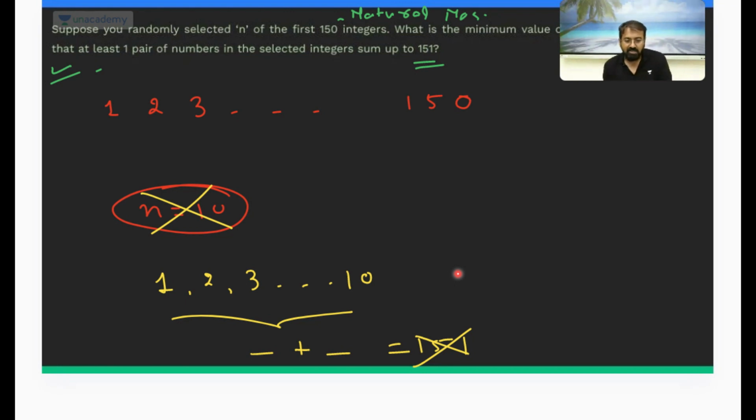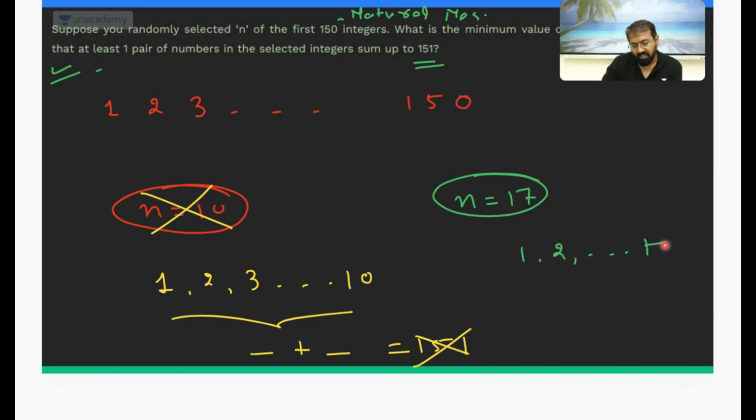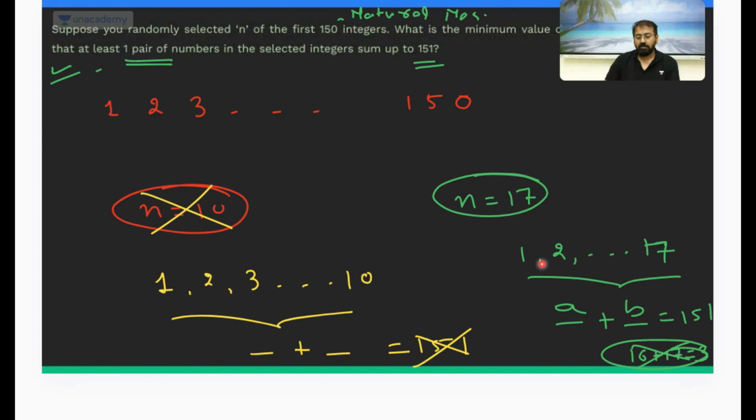Shubham is saying 17. Shubham, you are saying 17 numbers. If I select these 17 numbers, say 1, 2, 3 up to 17, will any two numbers from this add up to 151? It says at least one pair, so exactly two numbers should add up to 151. It's not possible. The maximum summation will be 16 plus 17, that is 33.